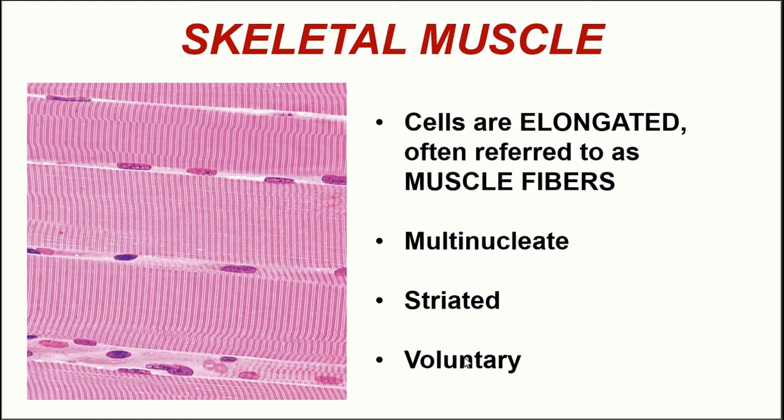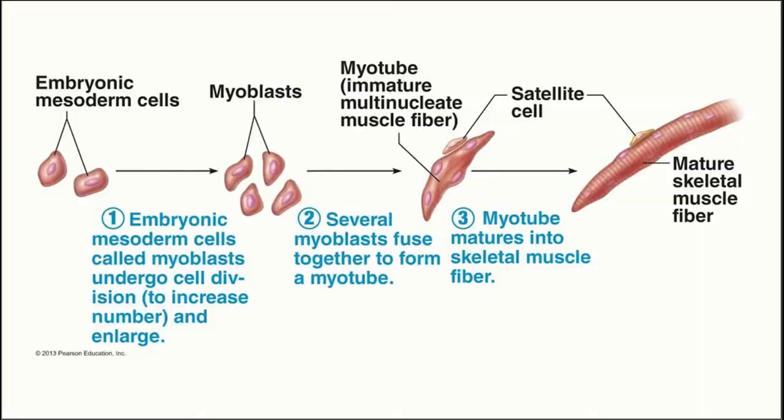That is, we have conscious control over when skeletal muscle contracts. We have voluntary movement of the skeleton. And so for that reason, it is described as a voluntary muscle tissue. So the reason that skeletal muscle is large and multinucleate is because skeletal muscle cells develop from the fusion of lots of these small embryonic muscle cells that are called myoblasts.